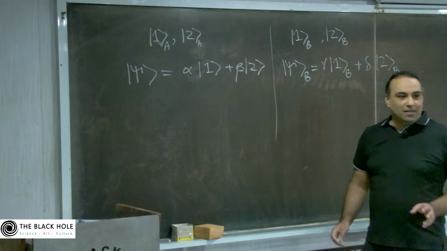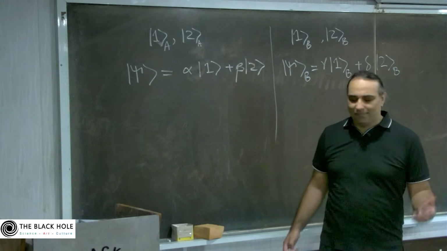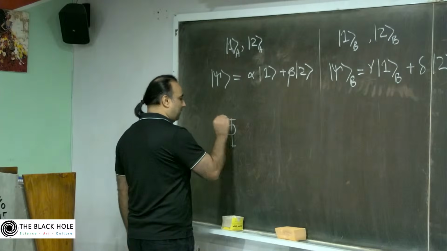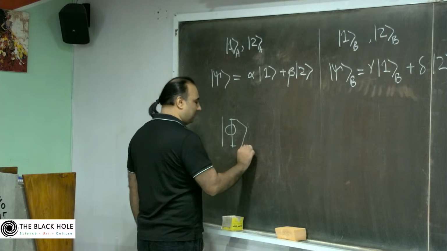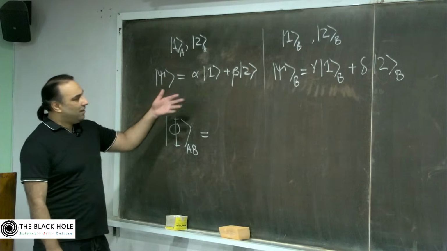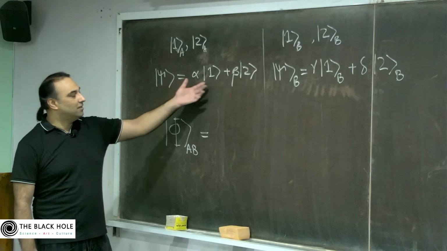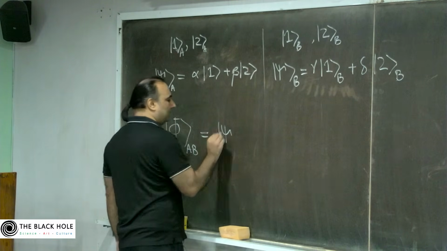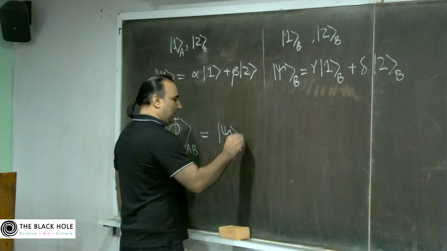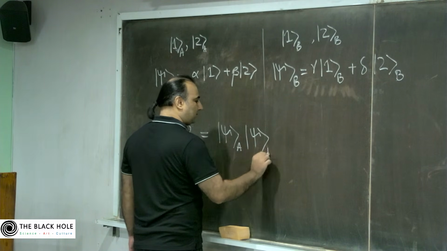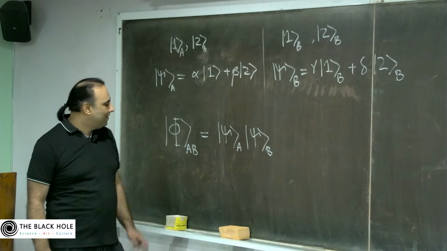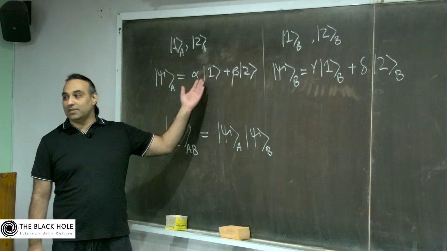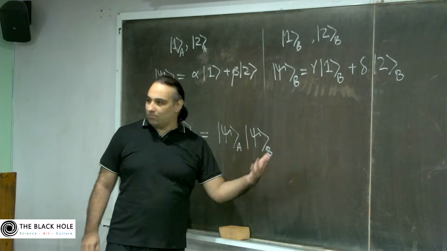Now what's possible for the composite system? Well, it seems easy. Let's call that state phi for system A and B. System A can be any state in this form, and system B can be in that form. So system A can be in some state. It can be a superposition within its own Hilbert space, and system B similarly.